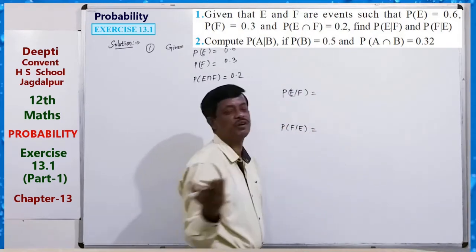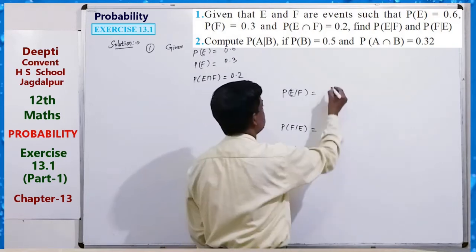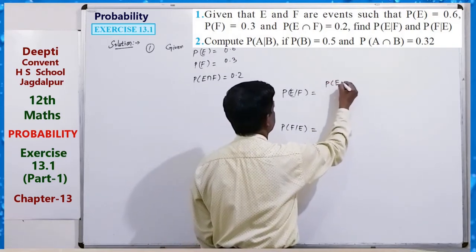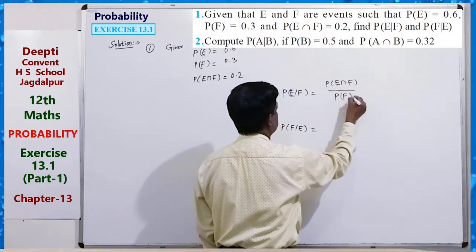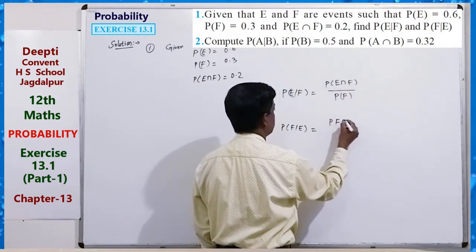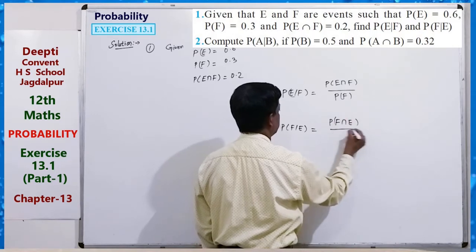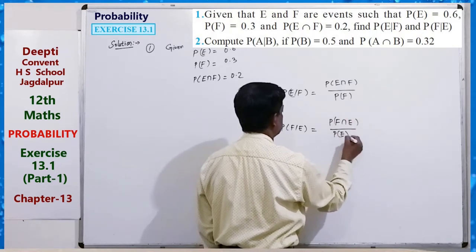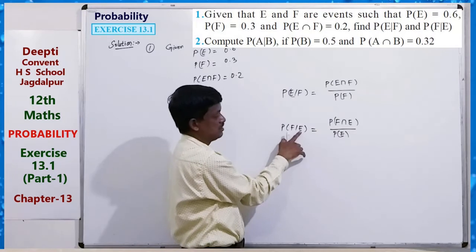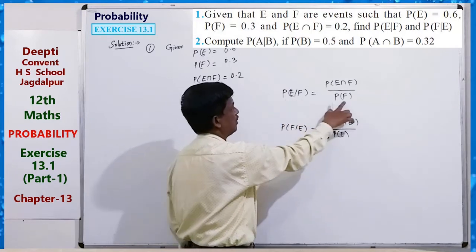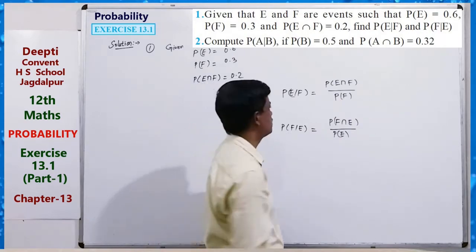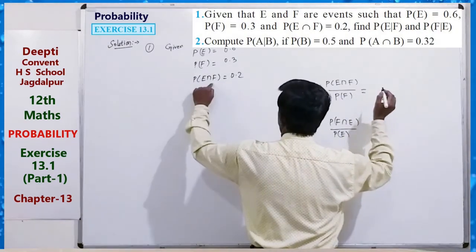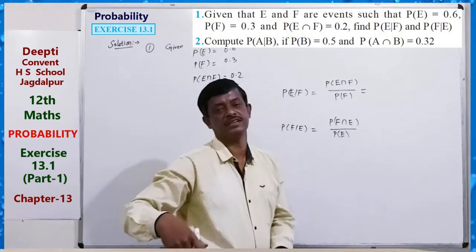So just use the formula. We know the formula: P(E|F) equals P(E intersection F) upon P(F), and P(F|E) equals P(F intersection E) upon P(E). Here E is what happened, and F had already happened. Just put in the values and you can get the answer. E intersection F and F intersection E are both the same.